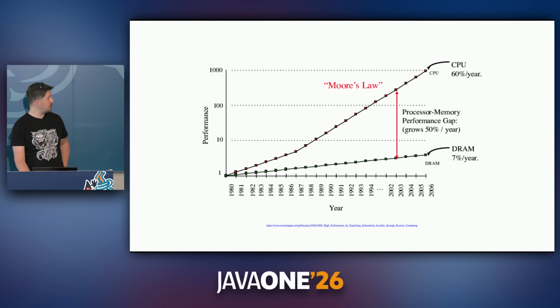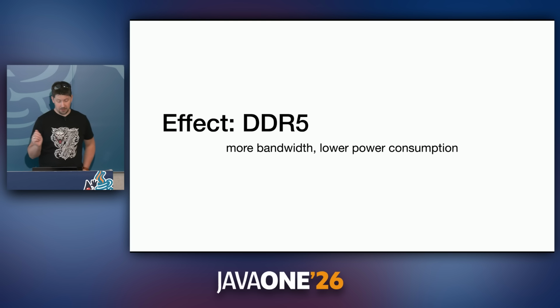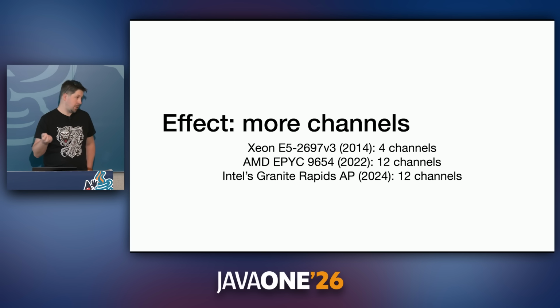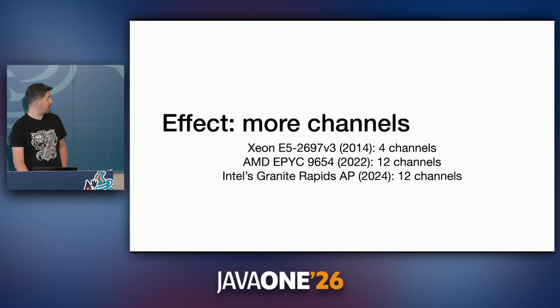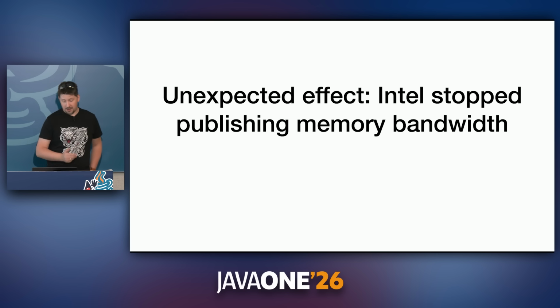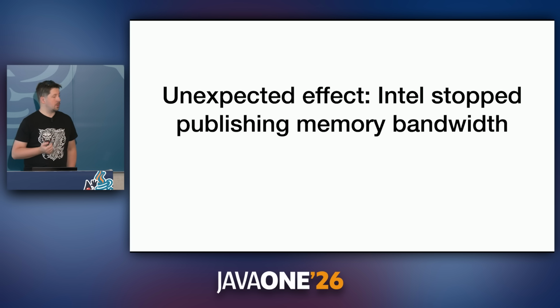And we have a couple of interesting effects because of this. One of the effects is new generations of DDR. More bandwidth, lower power consumption, great. We also get workarounds, more channels, so that you can read more and read it faster, because everybody needs more bandwidth. We also have some unexpected effects. Sadly, Intel documentation pages no longer publish memory bandwidth for new CPUs. I do not know why, but it's a shame. I think it's an opportunity for improvement.